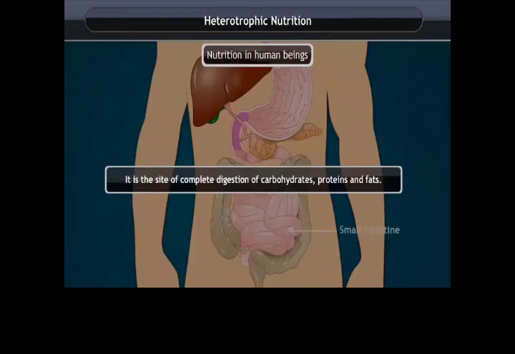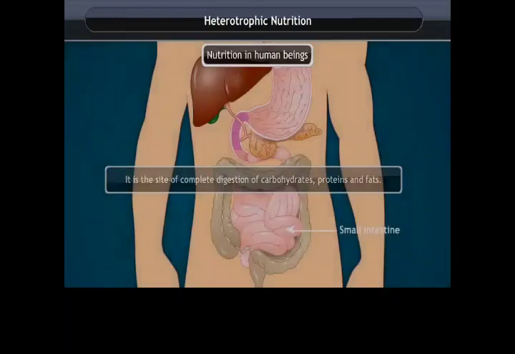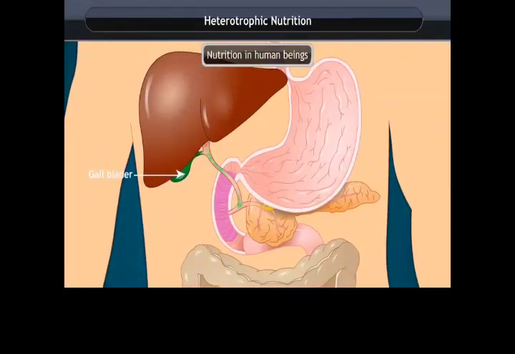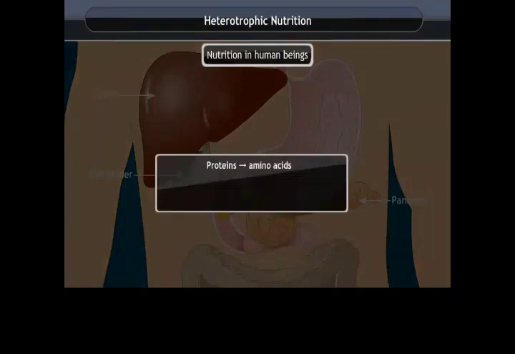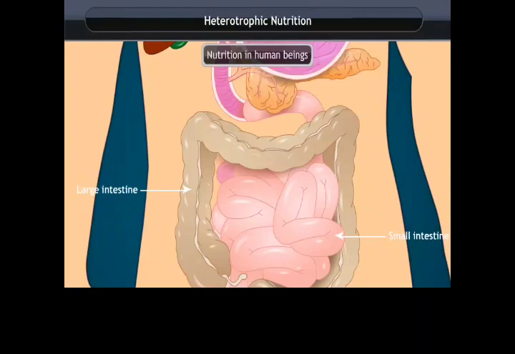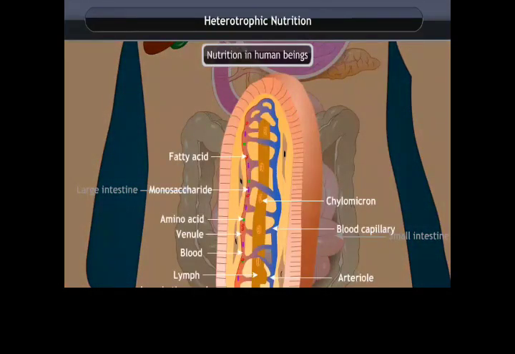The small intestine is the site of the complete digestion of carbohydrates, proteins, and fats. The duodenum receives the secretions of bile juice from the liver and pancreatic juice from the pancreas. The enzymes present in it finally convert the proteins to amino acids, complex carbohydrates into glucose, and fats into fatty acids and glycerol. The above digested materials are absorbed by the villi of the intestine and supplied to all parts of the body with the help of blood vessels.